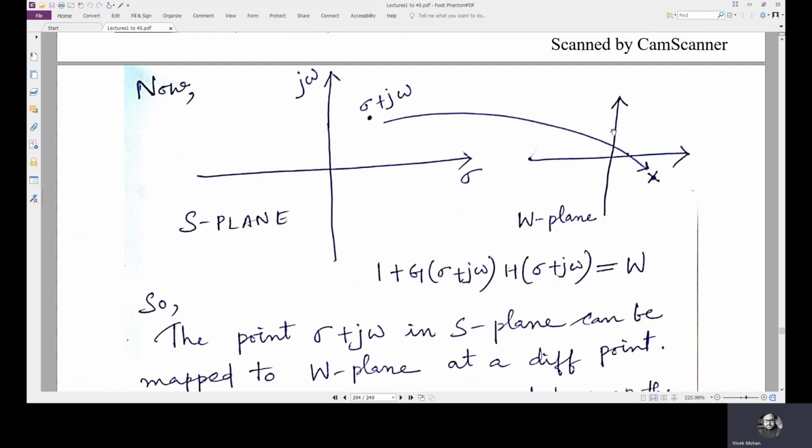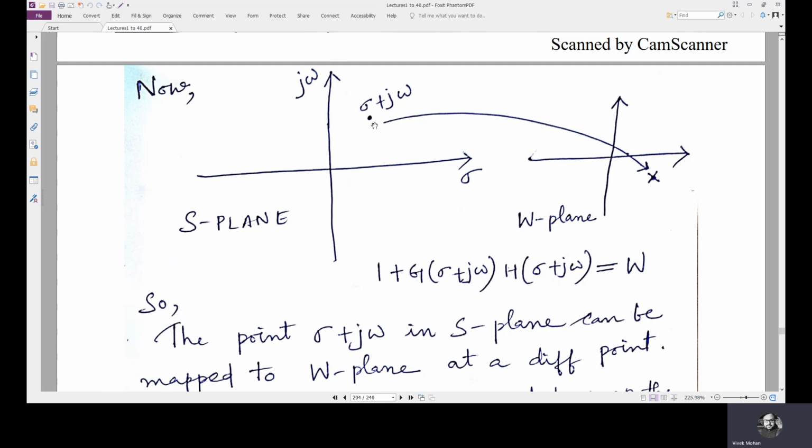That means anyway 1 plus GH equals 0 is to be satisfied, right? So this is the 1 plus GH plane. Which one? The W plane is the 1 plus GH plane. So if that encircles the origin, that means 1 plus GH equals 0 is satisfied, right?